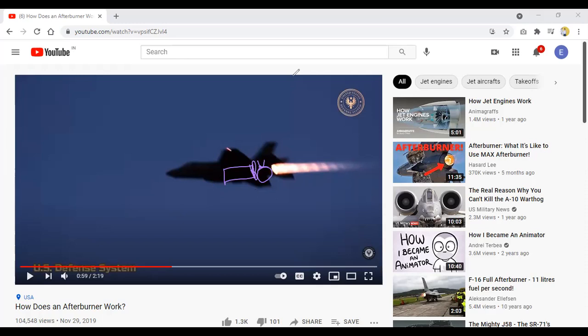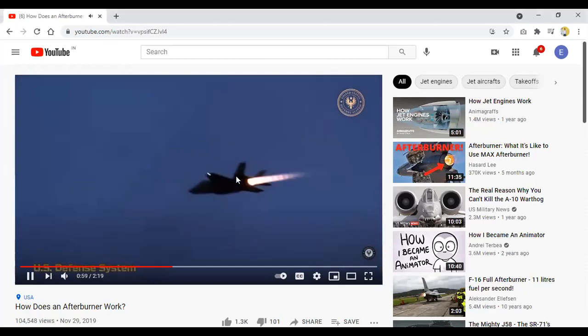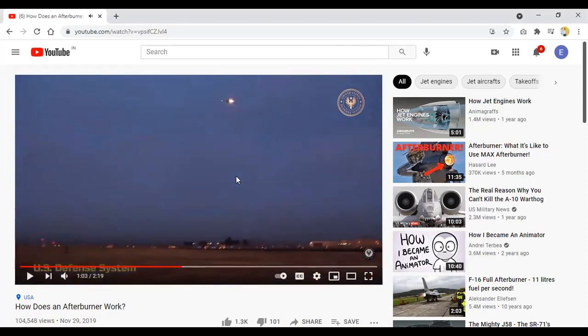Okay, dear, so let us see the video further. Here you can see that the exhaust gases are coming outward, pushing the aeroplane forward. What it does is extract the energy. Whatever energy is left in the air after the combustion, it will extract the energy available in that air and use it. Okay, dear, so let us continue.